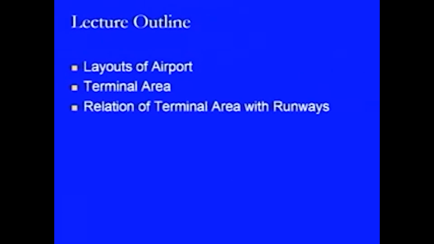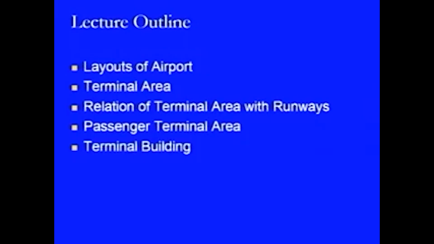In today's lecture, in continuation of the components of any airport, we will be discussing the terminal area and the building, which is one of the administrative points of any control over any airport. So, within this particular lecture, what we are going to discuss is the different types of layouts of airports, the terminal area, the relation of terminal area with runways, the passenger terminal area and the terminal building. Along with that, we will also be looking at the space requirements to be provided in any of the terminal building for various activities which take place within that building.